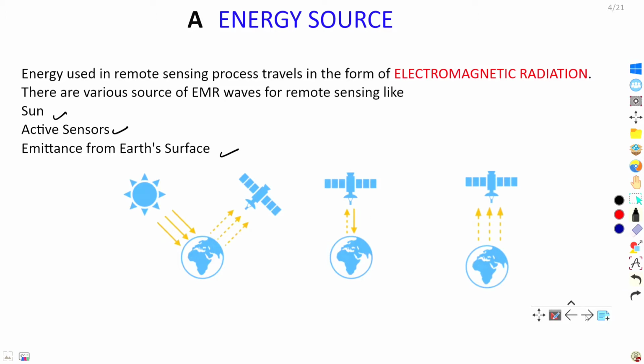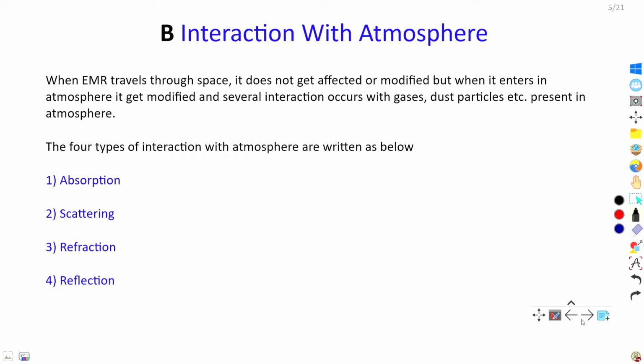Next, moving on to interaction with the atmosphere. Once electromagnetic radiation travels through space, it does not get affected or modified, but once it enters the atmosphere, it gets modified because of dust particles and gases in the atmosphere. So once it enters the atmosphere, four types of interaction happen: absorption, scattering, refraction, and reflection. All these four happen when electromagnetic radiation enters the atmosphere.